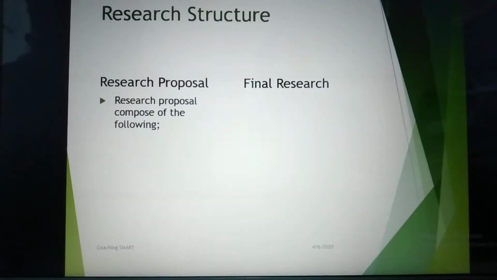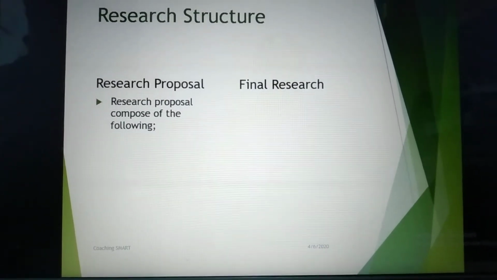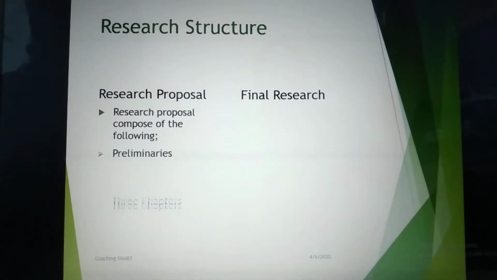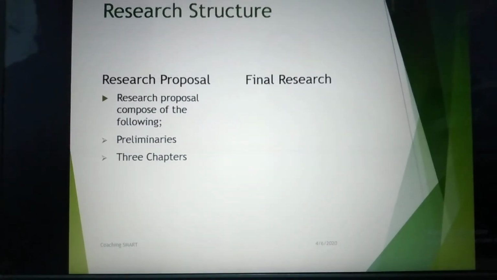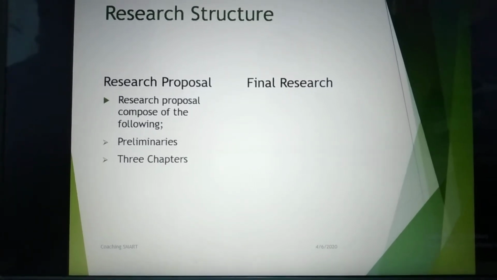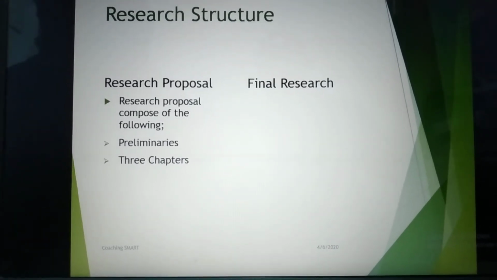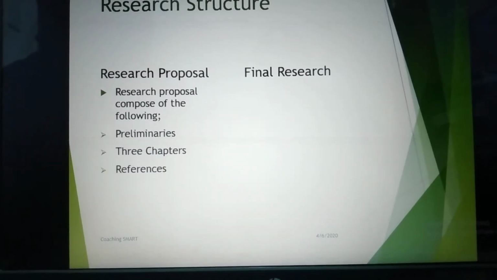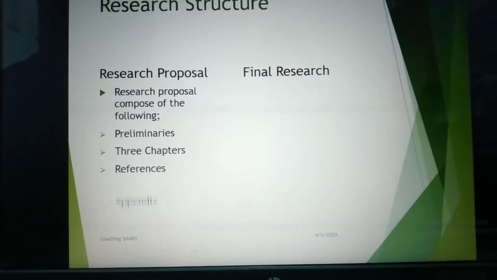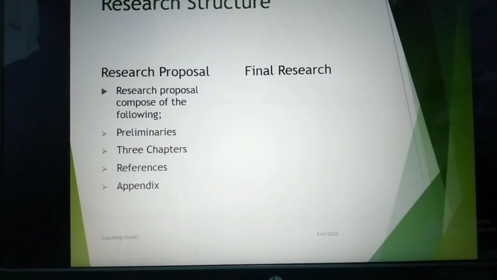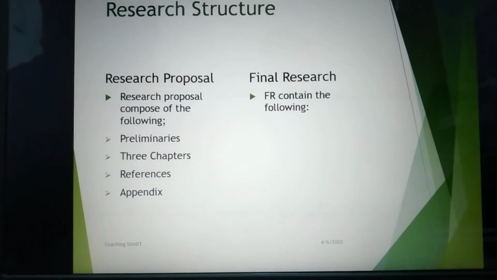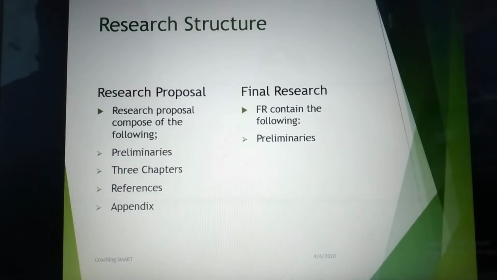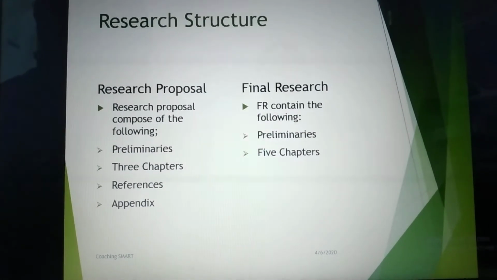Now, the research proposal is composed of the following: preliminaries, 3 chapters. Chapter 1 is introduction, chapter 2 is literature review, chapter 3 is research methodology, then reference, and then finally appendix. When you go to the final research, it contains the following: 1, we have preliminaries; 2, we have 5 chapters.